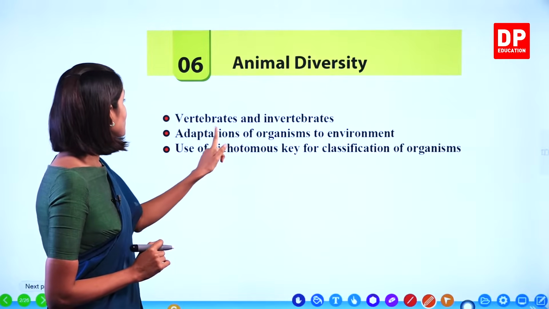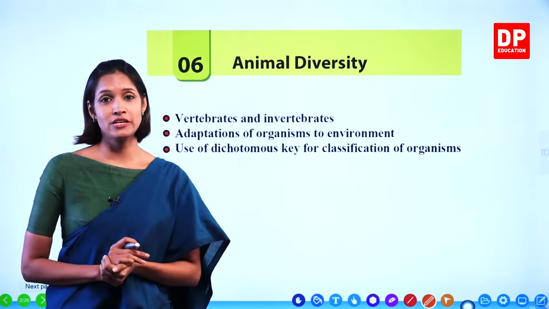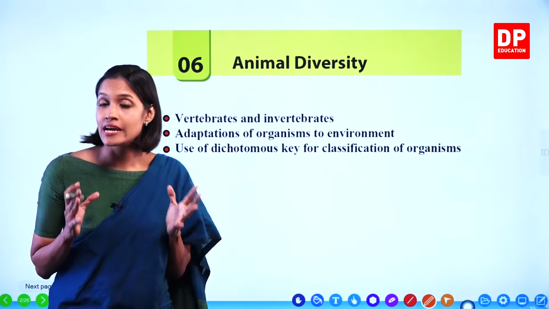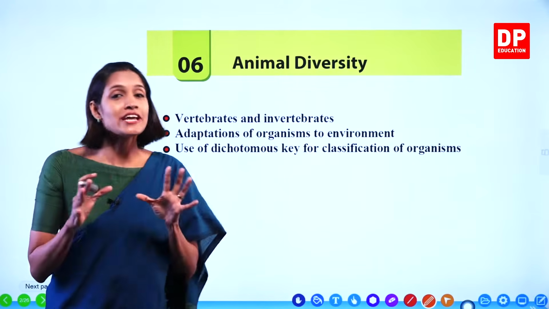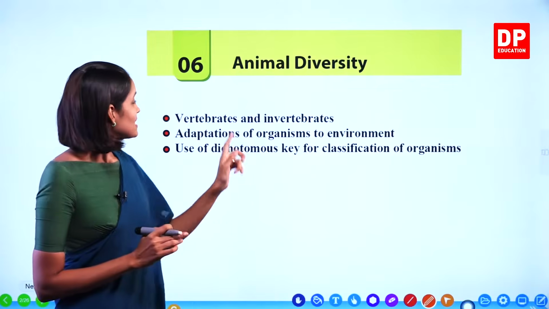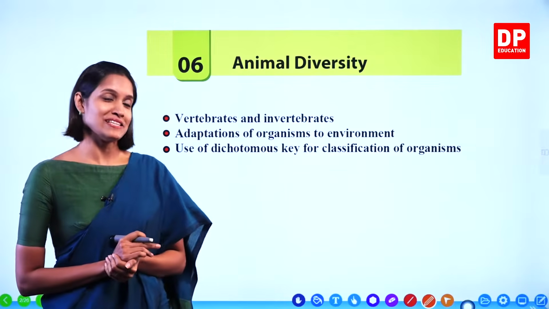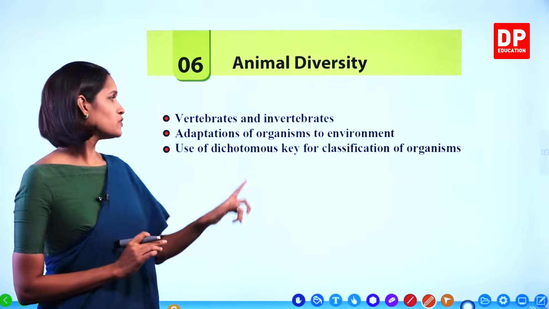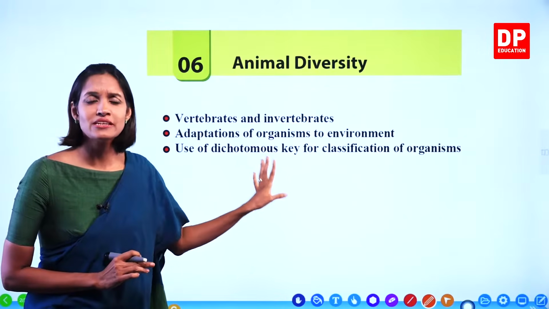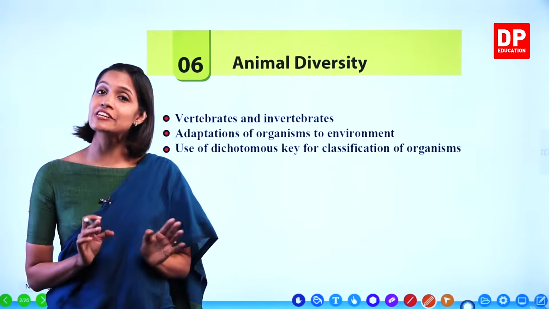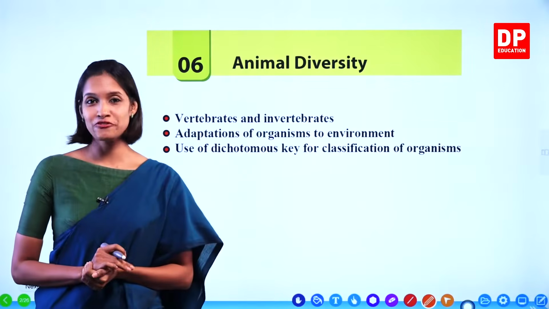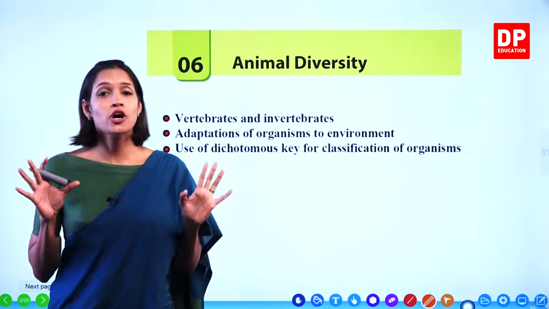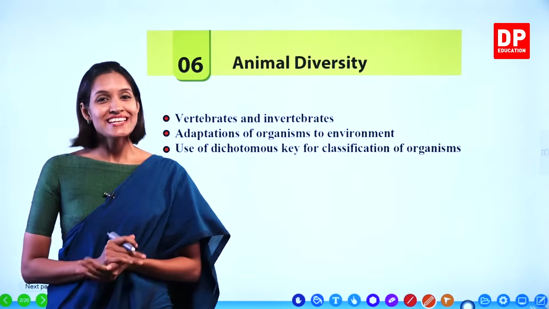Second topic, adaptations of organisms to environment. So when animals live in different types of environments, they have to have special characteristics or features to fit to that environment. So we are going to learn some adaptations of the living organisms. And use of dichotomous key for classification of organisms. Now dichotomous key you all are familiar with. That is because you learn about the dichotomous key in grade 6 as well. So this is not a new topic for you all. So using the dichotomous keys, you all are going to learn how to categorize or how to group the animals. So let's get started.